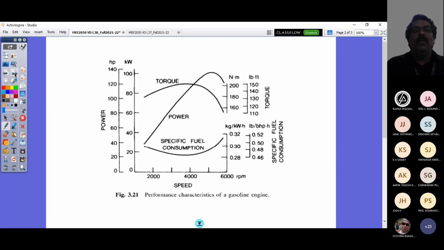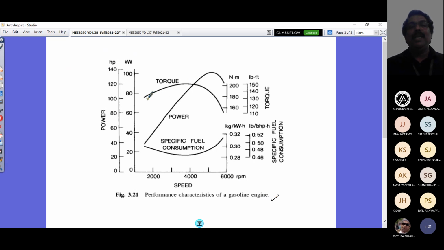So now let's look at this. In the previous class we looked at the performance characteristic of a gasoline engine. You see the torque variation achieves its peak at an intermediate speed. The engine does not start operating from zero speed immediately; it settles at a particular speed, maybe 1000 rpm in this diagram, called the idling speed. From there the speed increases, the engine operation becomes smoother, and the power developed by the engine increases to its maximum value and then drops.